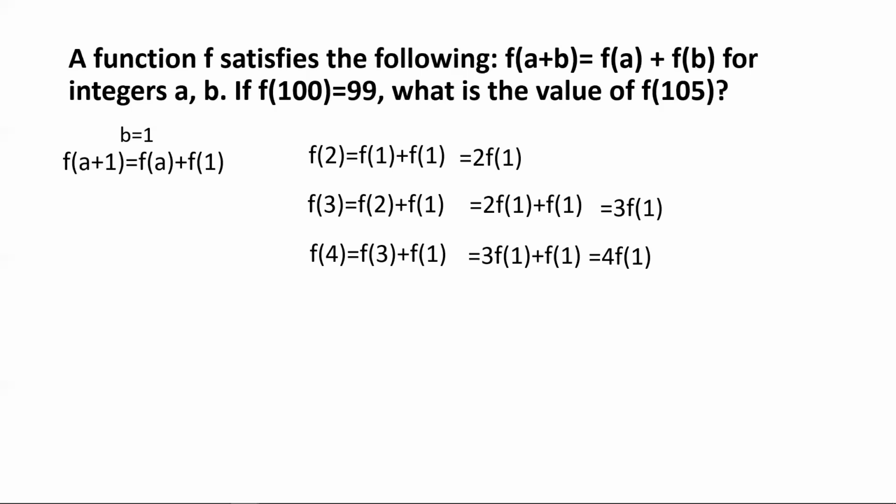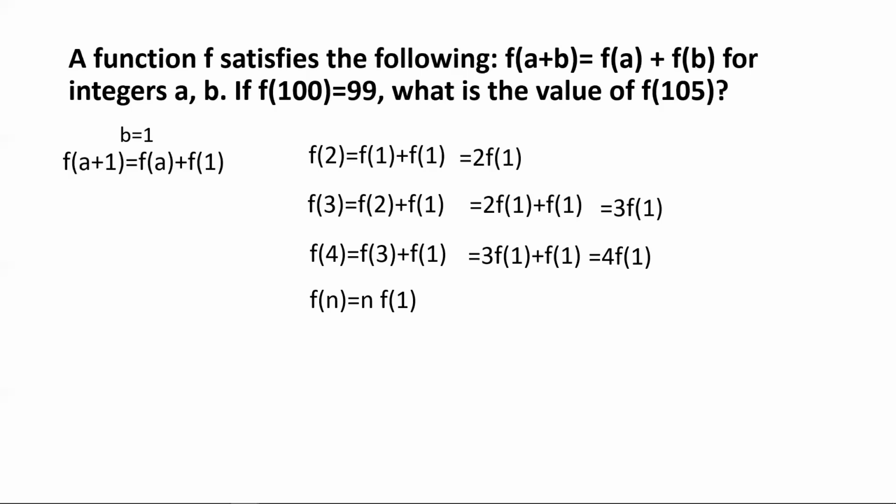So can we generalize a relationship based on these observations? Well, we can probably write something like this. For an integer n, f(n) is equal to n times f(1), because that's the trend that we have seen by exploring some of these initial values of f(2), f(3), and f(4).